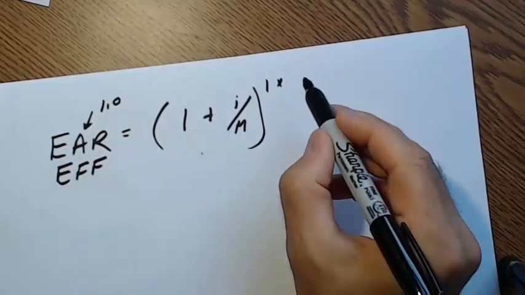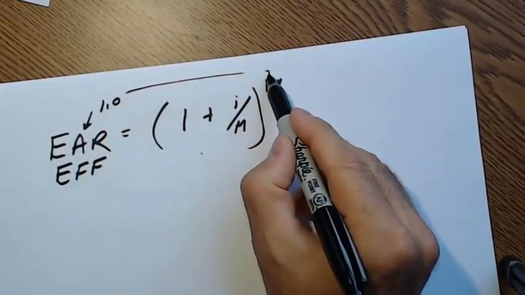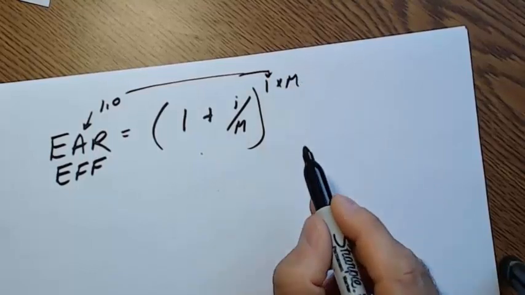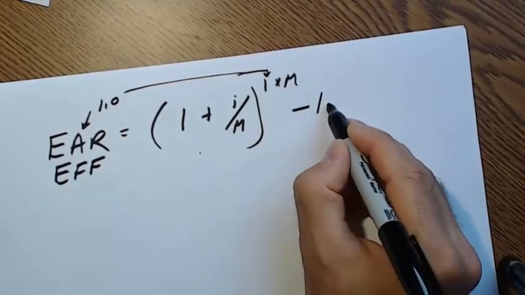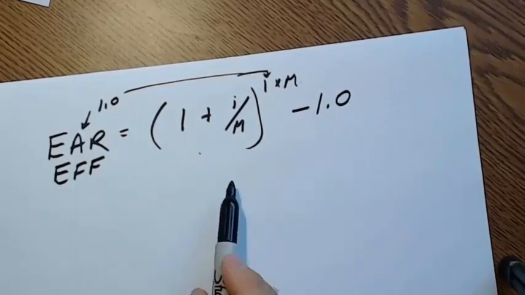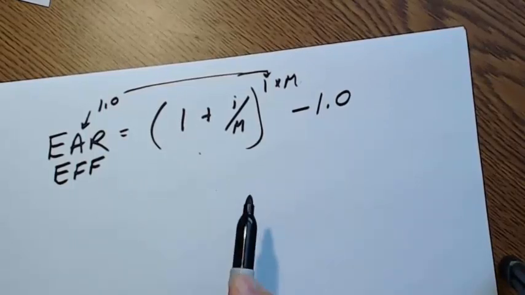That means the 1, right? There's the 1 right here. All right, there's the 1 times M. Subtract 1 out because we added this 1. We got to subtract this 1. And that's the effective annual interest rate.